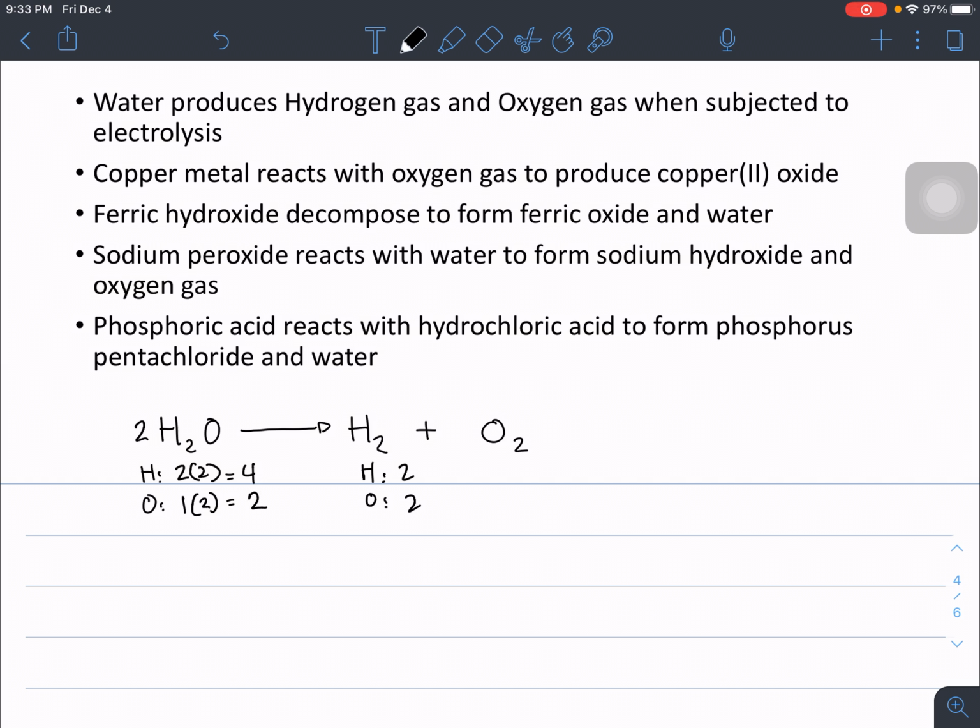So we now have balanced oxygen atoms, but we don't have balanced hydrogen atoms. So to balance the element hydrogen, I would like to place 2 on the hydrogen gas. So this will be multiplied by 2. This will be 4. Hence, this is our balanced chemical equation. Okay?